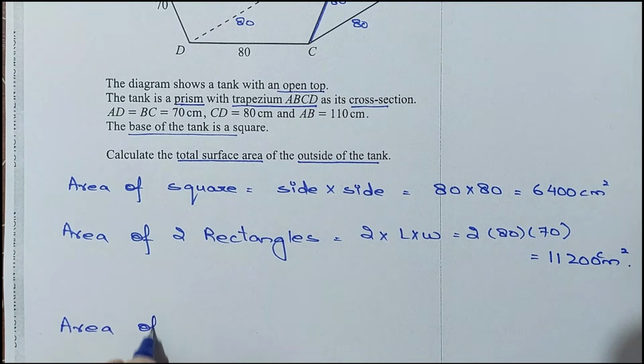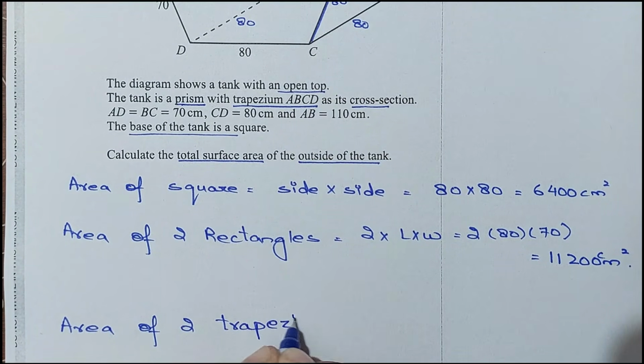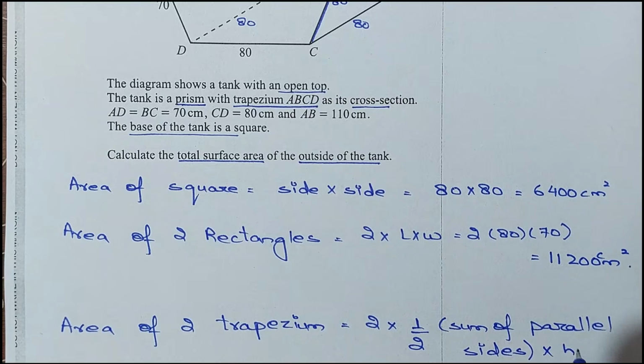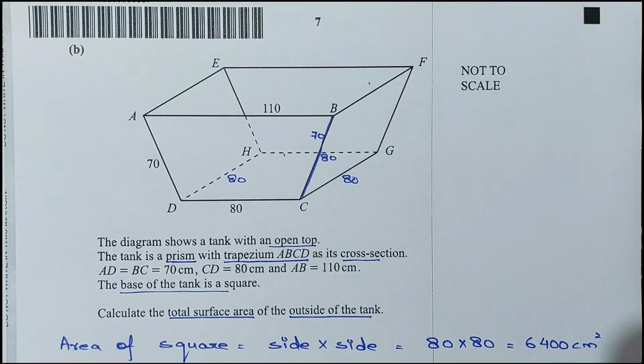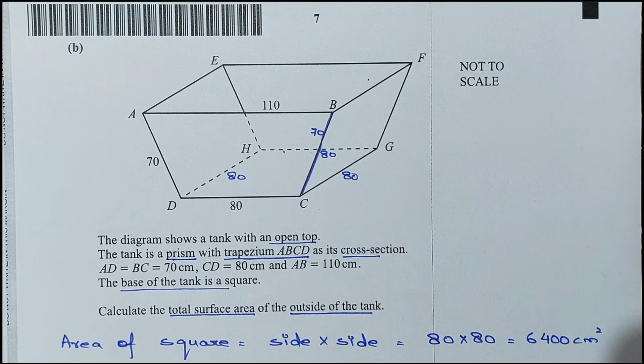All right, now we have two trapeziums as well. Area of two trapeziums is 2 into the area of a trapezium, which is half the sum of parallel sides multiplied by the height. Okay, so what are the two parallel sides? 80 and 110. These are the two parallel sides, but we don't know the height.